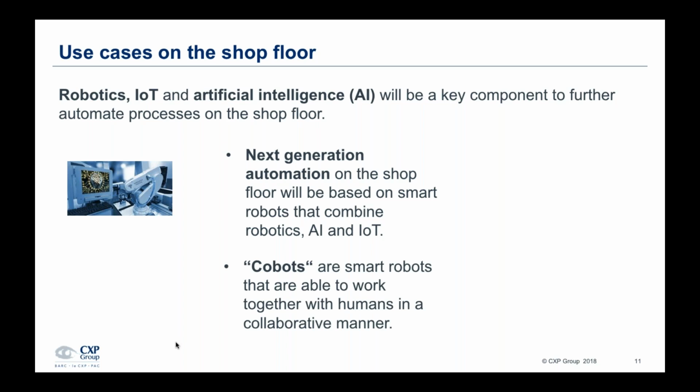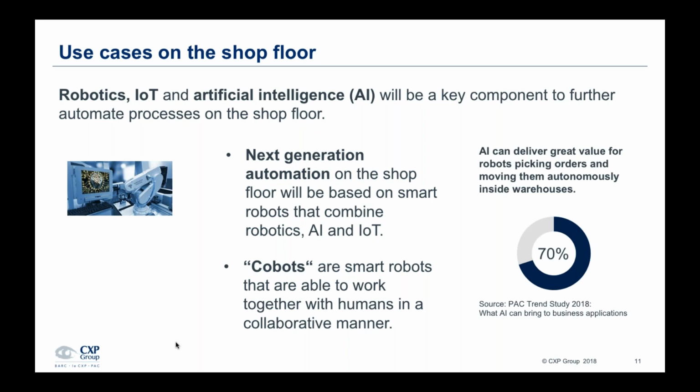These are actually smart robots that are able to work together with humans collaboratively, also leveraging AI, sensors, or camera systems. An interesting use case on the shop floor is also that smart robots can be applied for the automation of warehouse processes. And one of our latest surveys showed that manufacturing companies rate the value of leveraging AI for robots that are picking orders and moving them inside warehouses as quite high. In fact, 70% of all respondents said that AI will provide a great value contribution here.